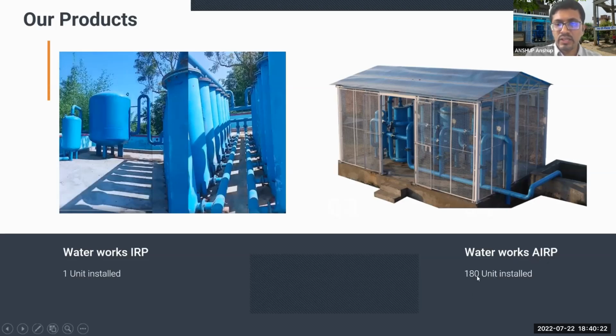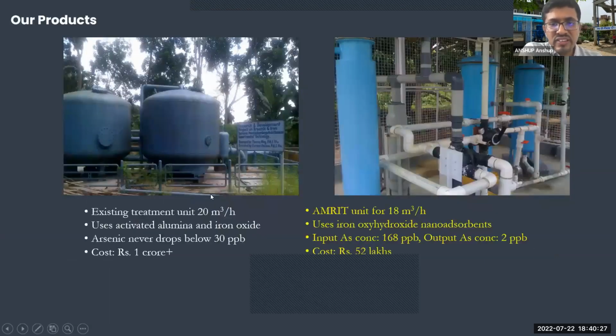So we have set up about 200 or more plants now. This is how the transformation has happened in terms of how advancement of technology can reduce the footprint of a treatment plant. This is how treatment plants were being set up way back in 2010 to 15 in various states of the country. And we have been able to reduce the size of the treatment plant by using nanoscale material. So this slide gives you an idea of how the size of the plant reduces when you use more efficient material. Both the sites are very close to each other.